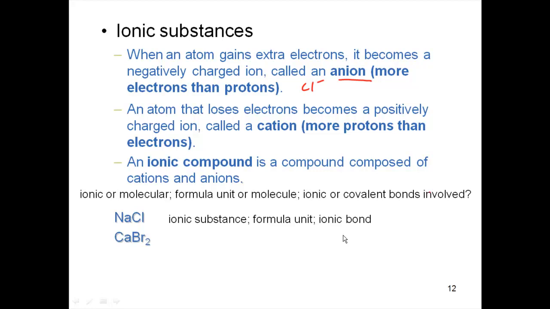Calcium is a 2+, bromine is a -1, so it takes two of those to balance that charge to 0. But it has ionic bonding. Since it has ionic bonding, we refer to that as an ionic compound. And once again, I'll refer to it as a formula unit.